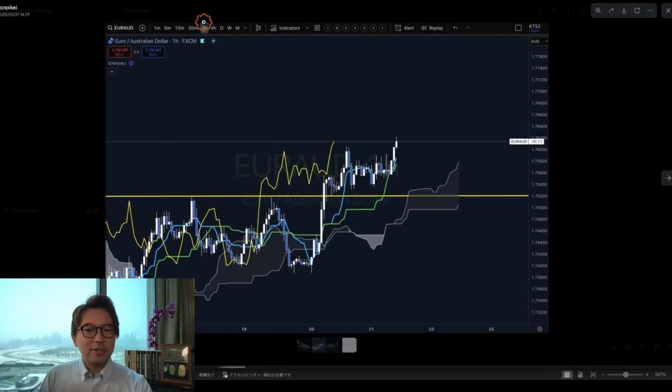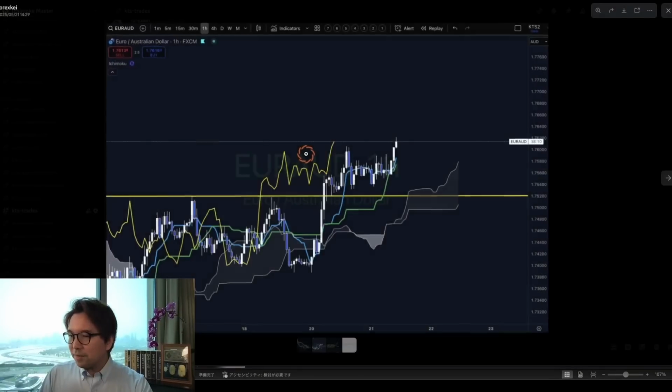I confirmed 1 hour is also bullish like this. Kumo was up, Kijun Sen, Tenkan Sen both up, and the Chikou span above the candlesticks. So simply speaking, it's bullish, and this is a good market to buy. And if the market goes towards my direction, then I can expect a bigger reward.